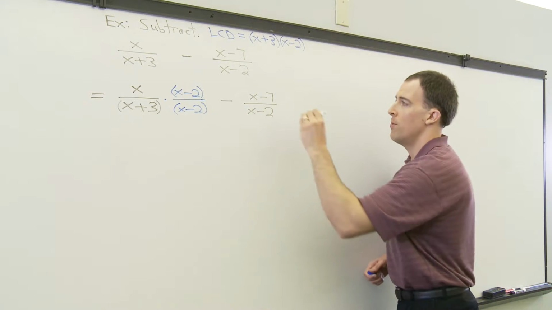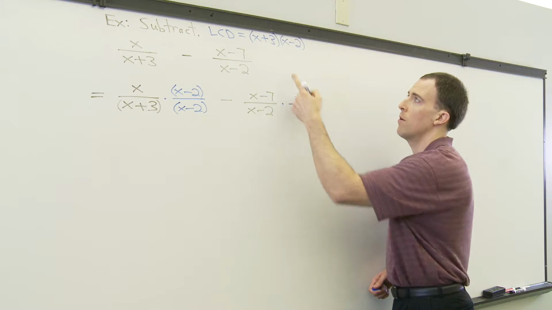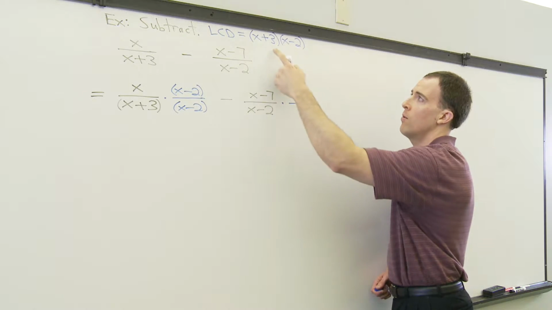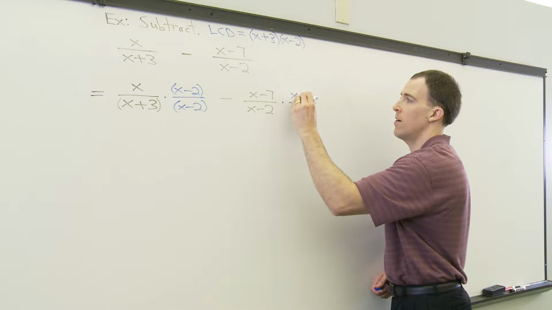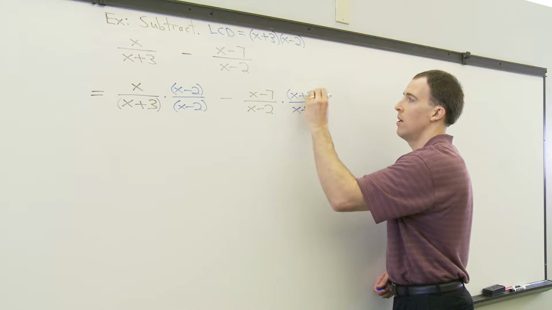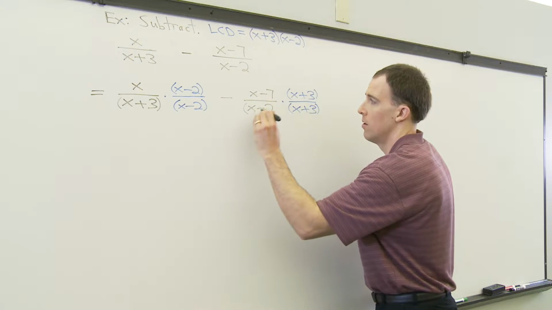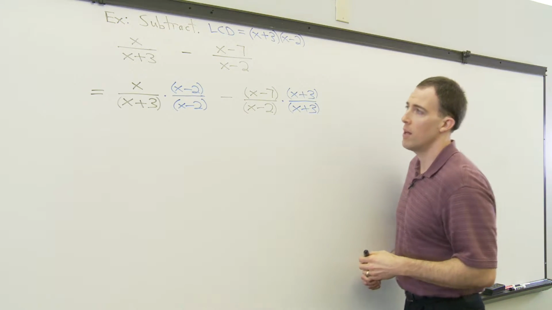We need to multiply the numerator and denominator of this fraction also by whatever is necessary to form the common denominator. Currently we have the factor of x minus 2 in the denominator. We're lacking the x plus 3 factor, so we've got to multiply the numerator and denominator of the second fraction by x plus 3. Okay, I'm enclosing all of the binomials in parentheses to prepare to multiply.